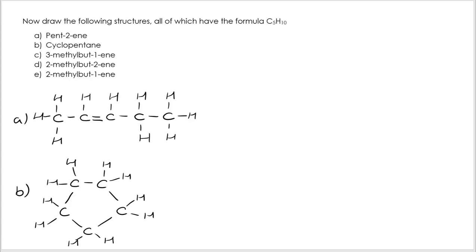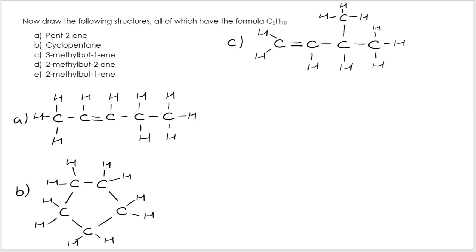3-methyl-but-1-ene, well, but tells us the longest carbon chain is 4. We also know that the alkene starts at the 1st carbon, so my double bond goes between the 1st and the 2nd carbon. And I have then got a methyl group, which is a CH3, and that's coming off the 3rd carbon. So if this is carbon number 1, we go 2, 3, and we add the methyl group on. We then fill up the remaining gaps with hydrogens, and I've got those here.